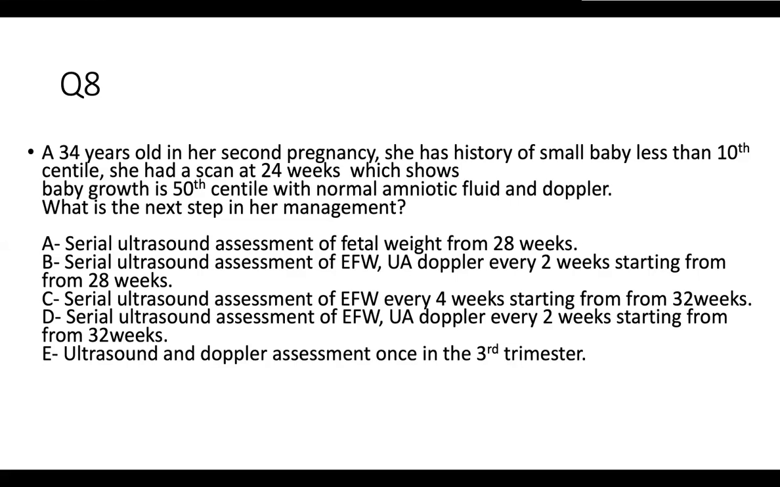Okay, so Dr. Khan, my dear, again, the question says 34 weeks in her second pregnancy. She had a history of a small baby, less than 10th centile. So this will put her at what kind of risk? Low risk for gestational age, or moderate risk, or high risk? So we know now that only a history of a small baby is moderate risk. Moderate risk, okay?